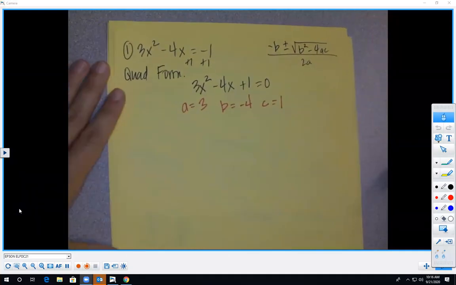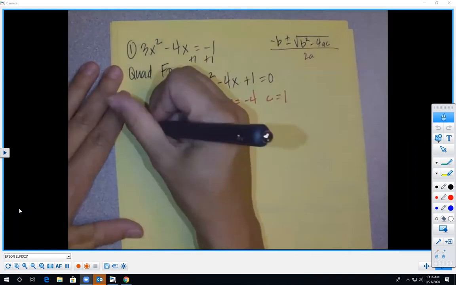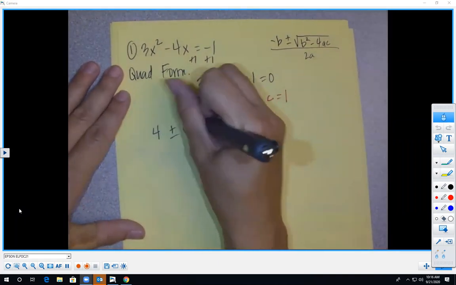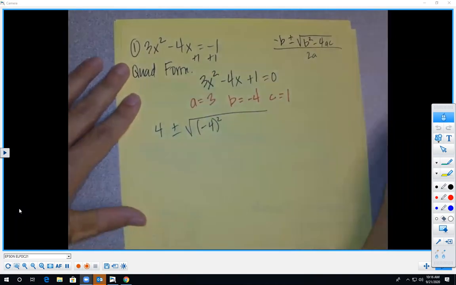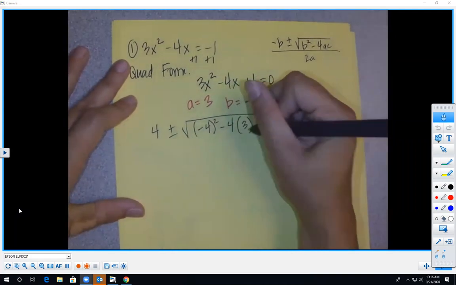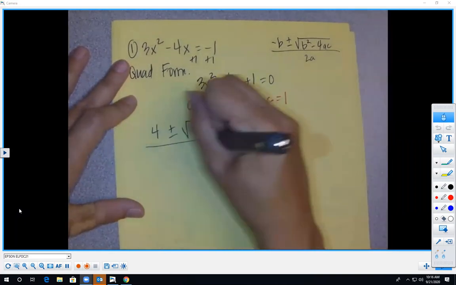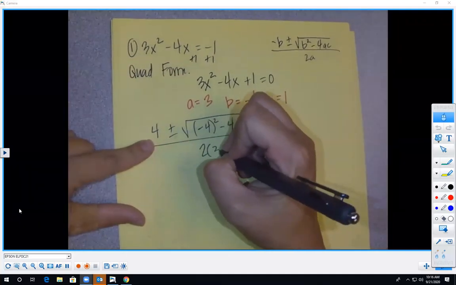Okay, so let's plug it in. We plug in b, it's -b, so that means change the sign of b. So it'd be +4 plus or minus the square root of -4 squared minus 4 times my a value is 3, my c value is 1, and all of that, even the 4 at the beginning, is divided by 2 times 3.